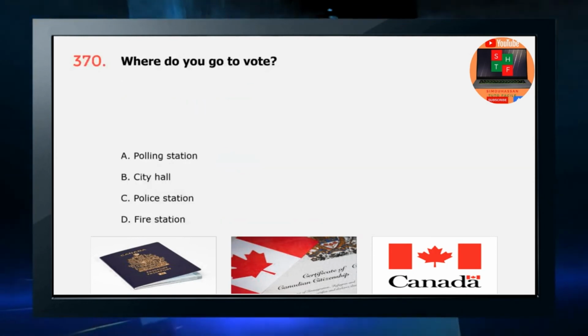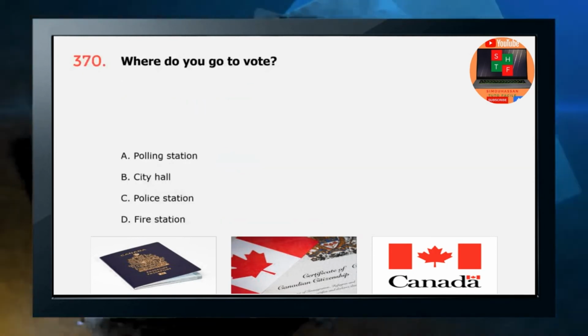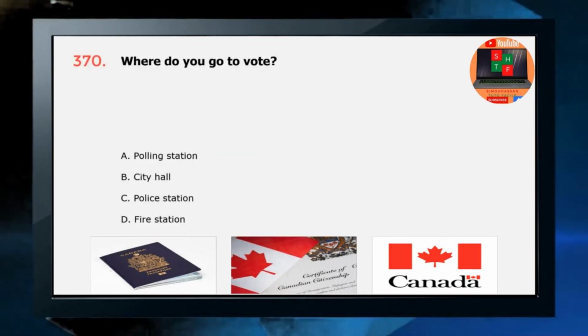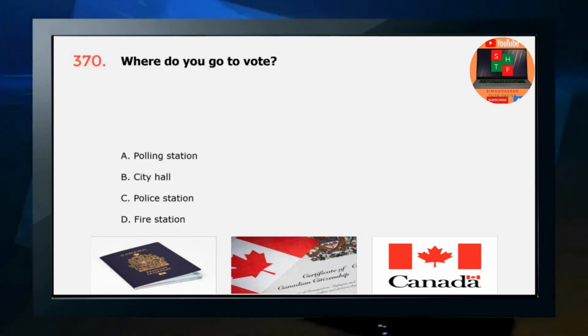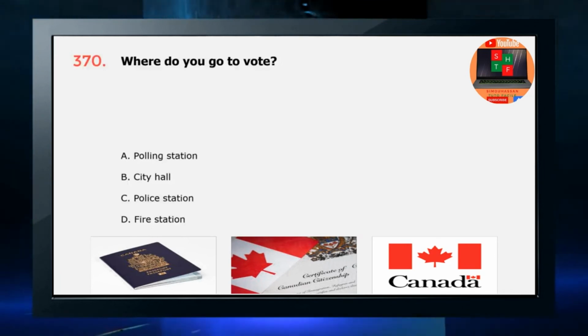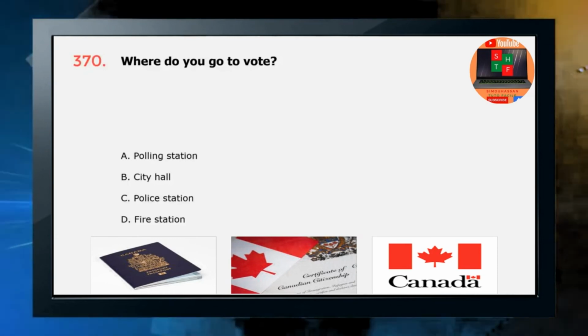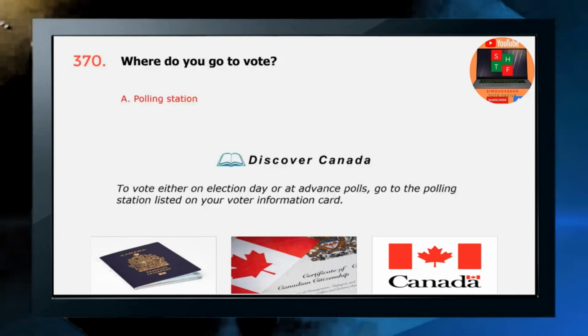Question 370. Where do you go to vote? A. Polling station. B. City Hall. C. Police station. D. Fire station. The answer is A. Polling station.